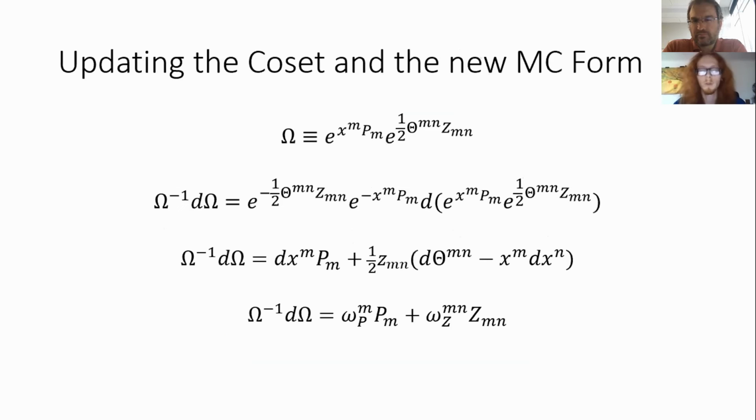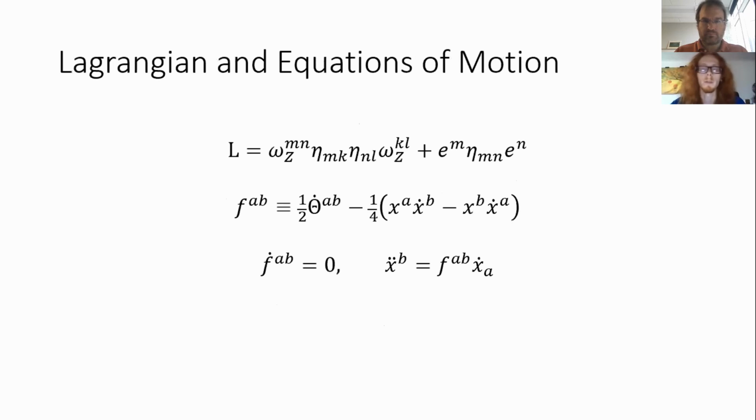So with this definition, we can update our coset element to include exponentiation of that generator, the Zmn, with the parameter theta mn. And we do require more Baker-Campbell-Hausdorff formula to actually get the Maurer-Cartan form. But once we do that, we can again write this MC form in terms of these covariant building blocks, the omega p and the omega z. And then with those covariant building blocks, we are able to construct our invariant Lagrangian.